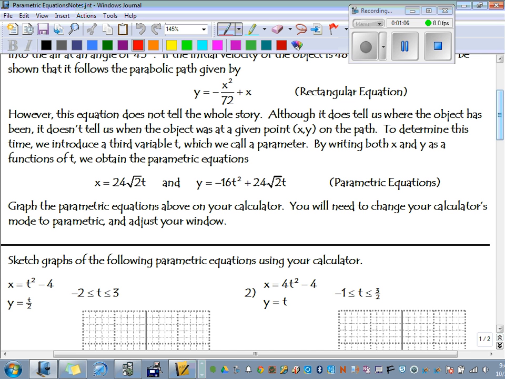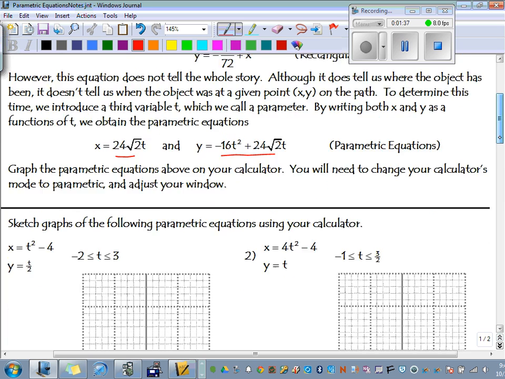in time. By writing both x and y as a function of t, we obtain the parametric equations x equals 24 square root of 2 times t, and y equals negative 16t squared plus 24 square root of 2 times t. If we solved one of these for t, let's say we solved this equation for t and substituted it in here, we'd end up with the same equation that we had up here. But these give us a little more information about the situation.